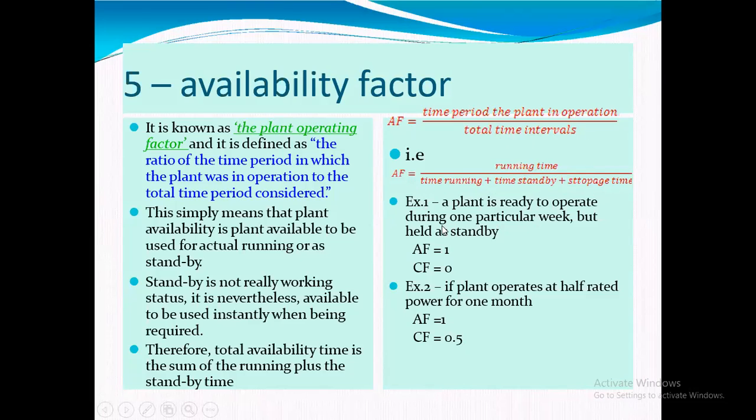Coming towards the example, a plant is ready to operate during one particular week but is held at standby. Availability factor is 1, and CF, that is capacity factor, is 0. If the plant operates at half rated power for 1 month, availability factor is 1, and CF is 0.5.